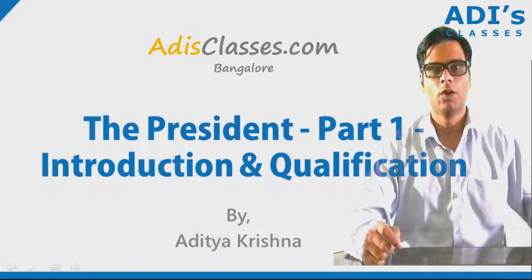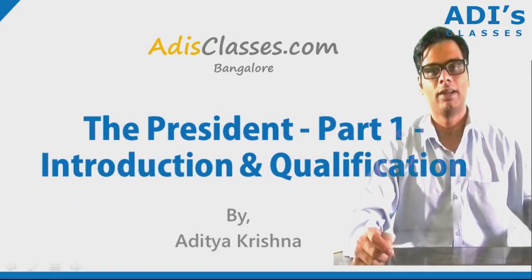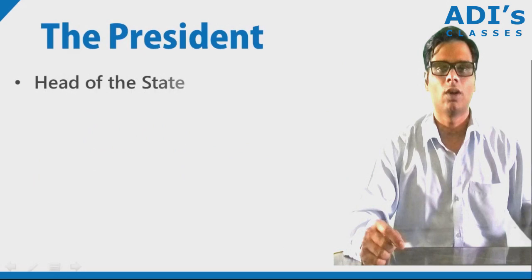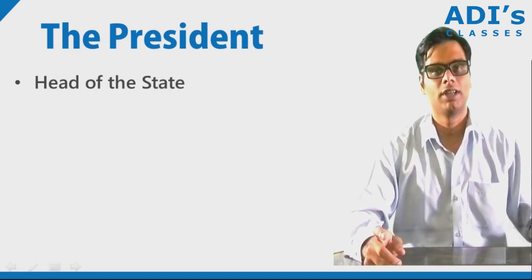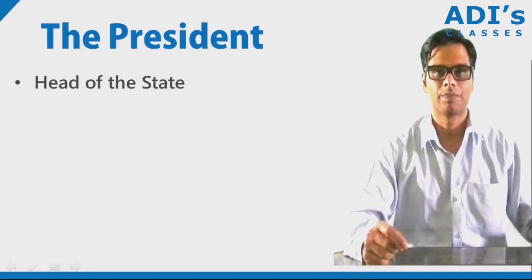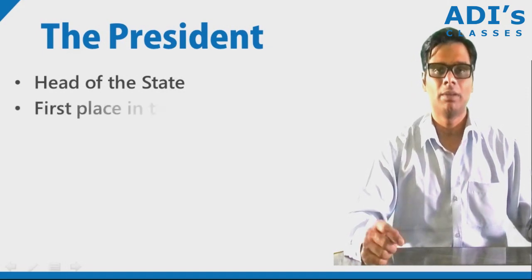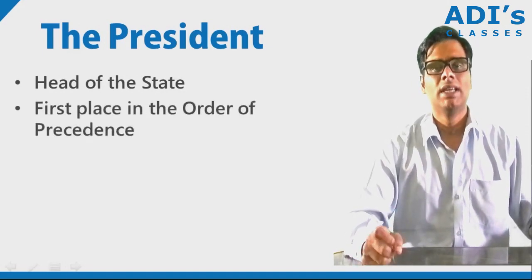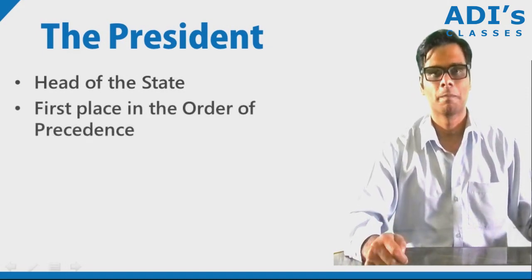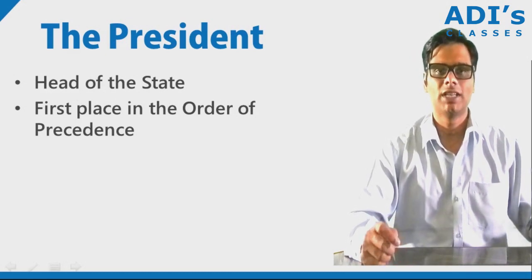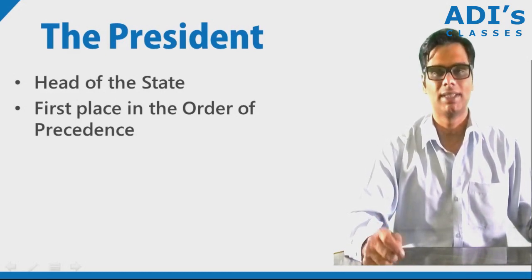So in this video we are going to be looking at the President of India. The President occupies a very unique position in the Indian system of government. The President in the Indian parliamentary system of government is the head of the state. The President occupies the first place in the order of precedence.